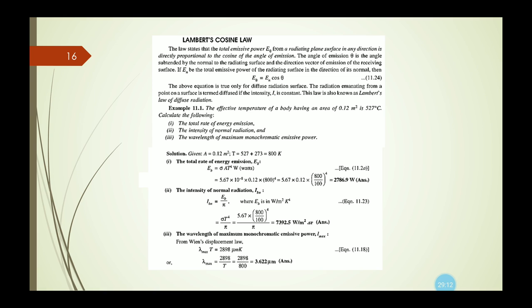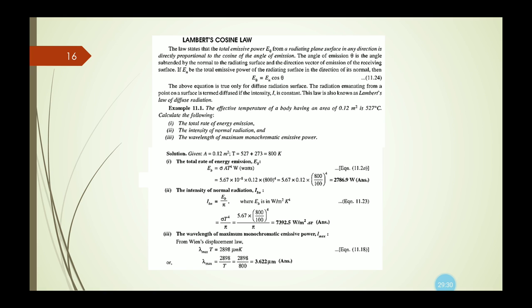So putting all these values in this formula, we get that the total rate of energy emission, that is the emissive power of the black body, is coming as 2786.9 watt. So this is the first part of the numerical. What is the second part of the numerical?